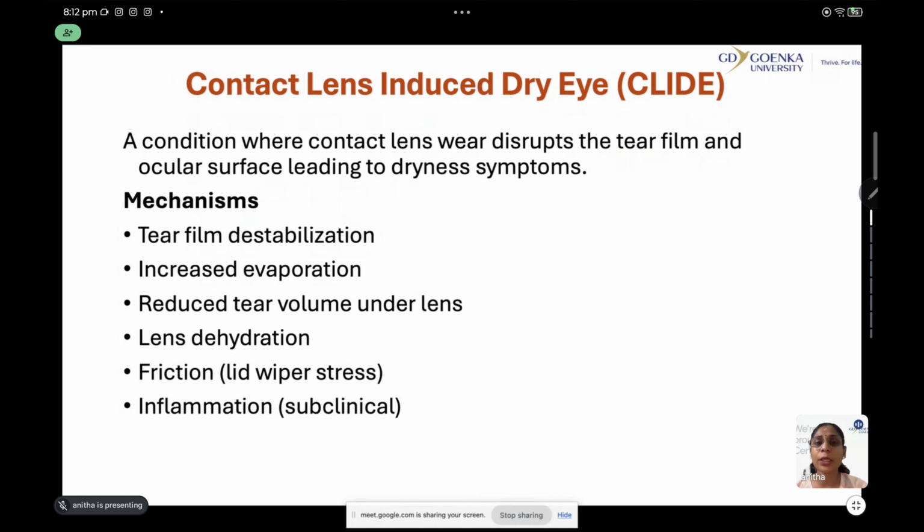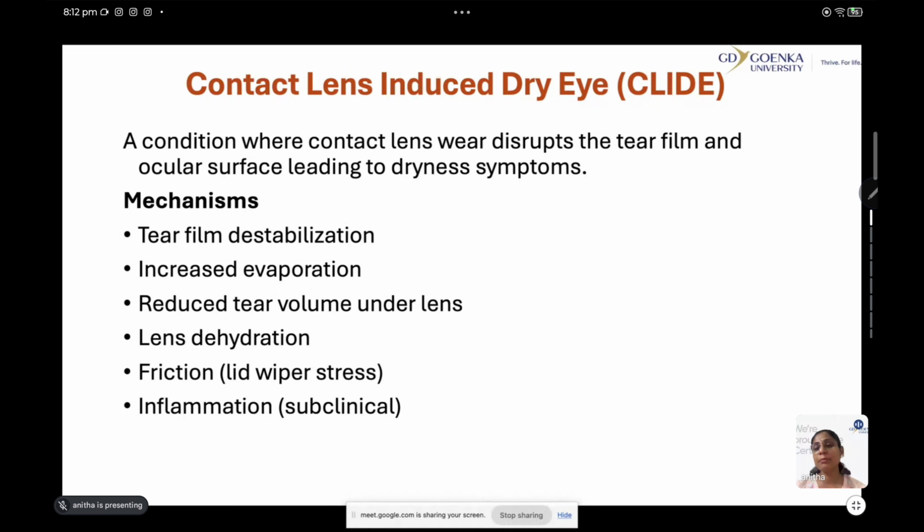So what I'm talking about here is a condition called Clyde, which is contact lens induced dry eye. By definition, Clyde occurs when the tear film and the ocular surface are disrupted because of contact lens wear, which leads to dryness symptoms in the wearer.